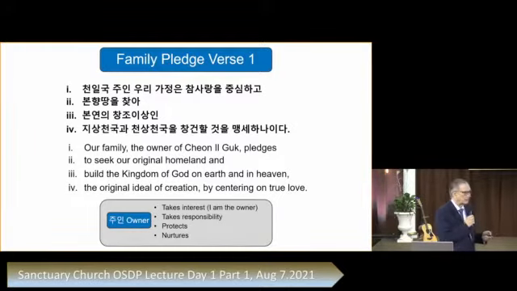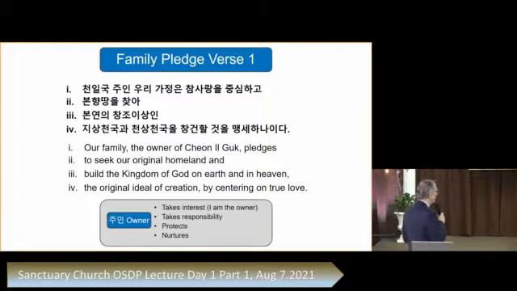eight verses: our family, the owner of Cheonryuk, centering on true love. And here, in English, it comes at the end. That's kind of an unfortunate thing because of the difference in grammar, but I think that's one reason why it's valuable to be able to know this in Korean.